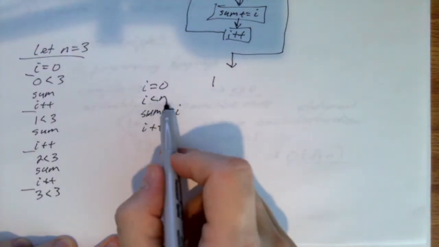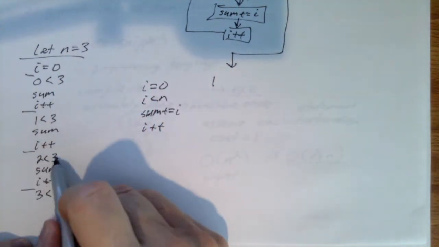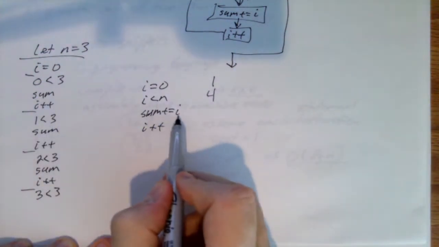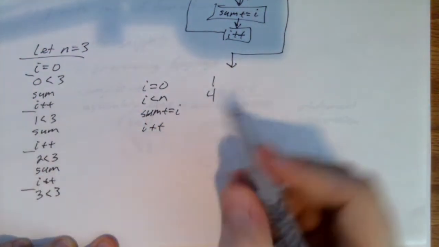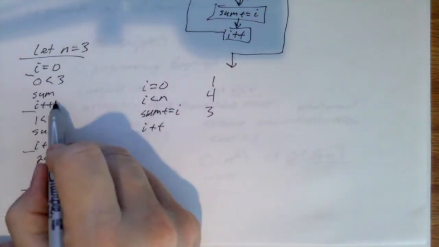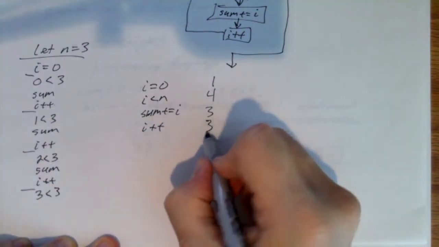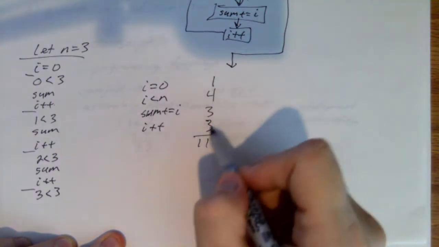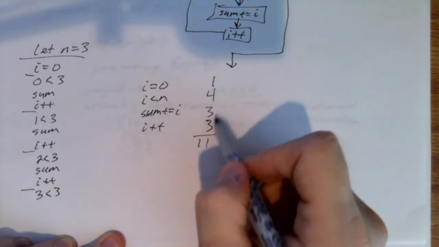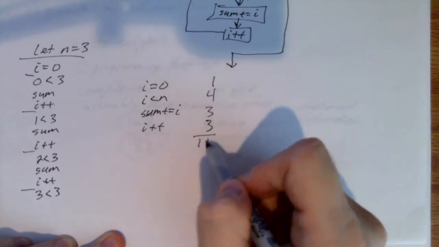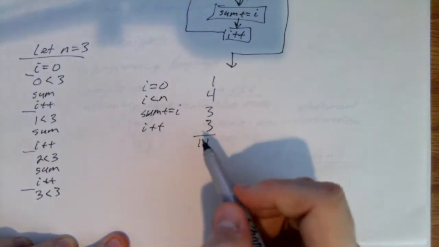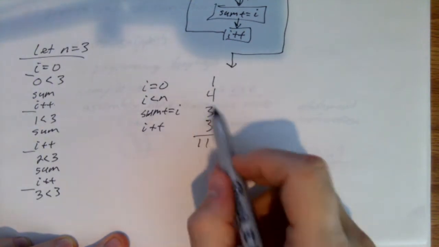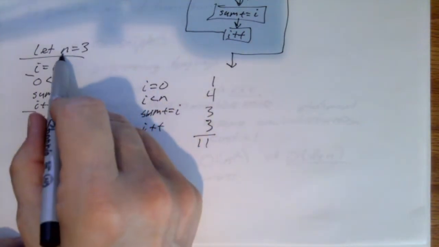What about i less than n? There's 1, there's 2, there's 3, there's 4. Sum plus equal i, 1, 2, 3. And i plus plus, 1, 2, 3. Now this would show a cost of 11 instructions. If I add that correctly, that's 5 and 6, it's 11. But we need a function in terms of n. So we need to think, how do these relate to our value of n?